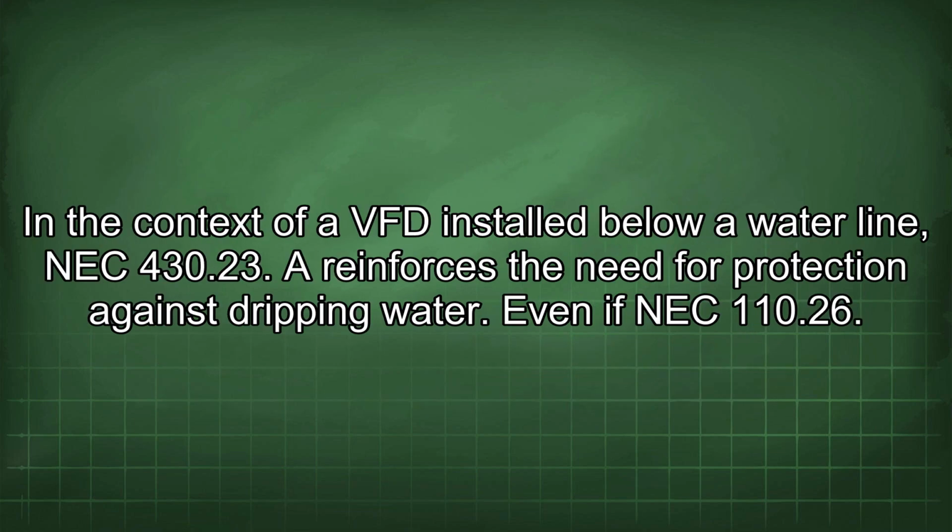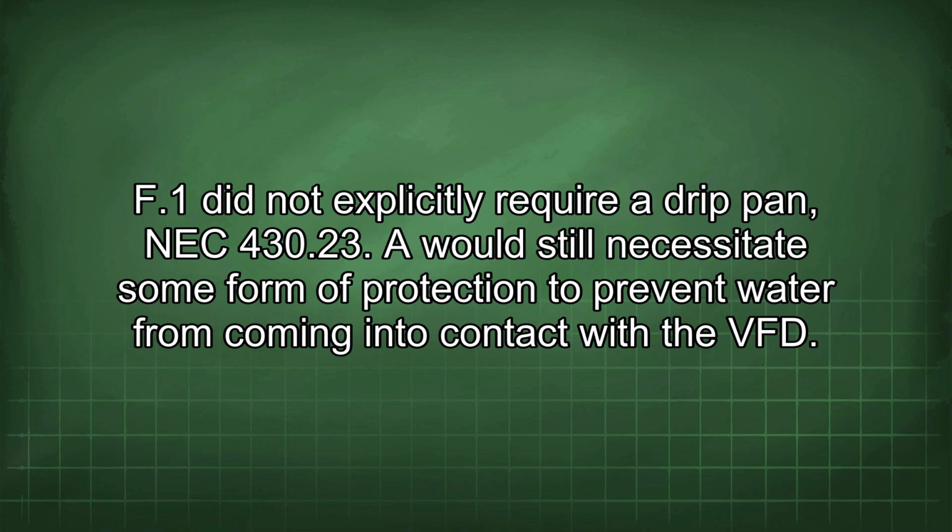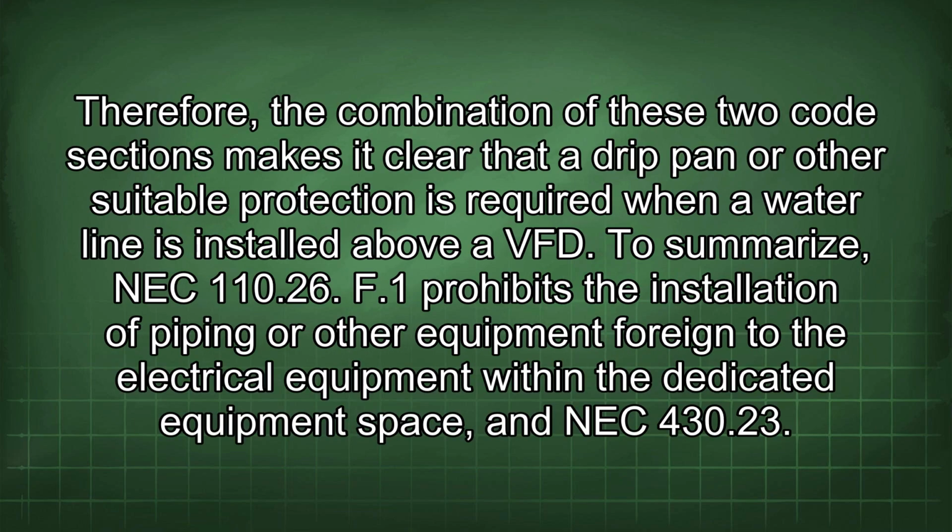In the context of a VFD installed below a water line, NEC 430.23 reinforces the need for protection against dripping water. Even if NEC 110.26(F)(1) did not explicitly require a drip pan, NEC 430.23 would still necessitate some form of protection to prevent water from coming into contact with the VFD. Therefore, the combination of these two code sections makes it clear that a drip pan or other suitable protection is required when a water line is installed above a VFD.